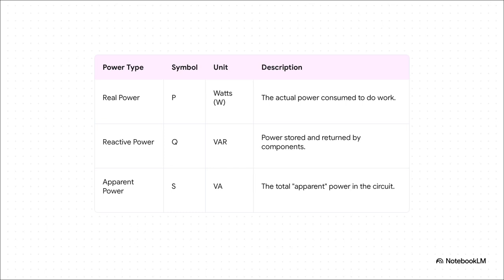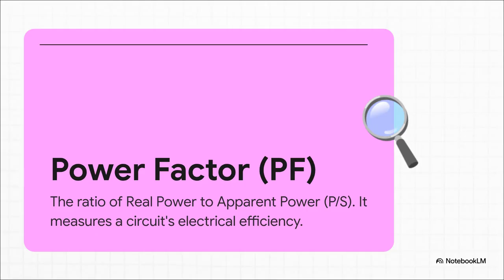Apparent power is the combination of the two. It's the total that the power grid has to be able to supply. So that ratio between the real work you're getting done and the total power you're drawing, that's called the power factor. And it's basically an efficiency score. A perfect score of 1 means every bit of power is doing useful work. A low score means a lot of power is just sloshing back and forth doing nothing useful, which is super inefficient.